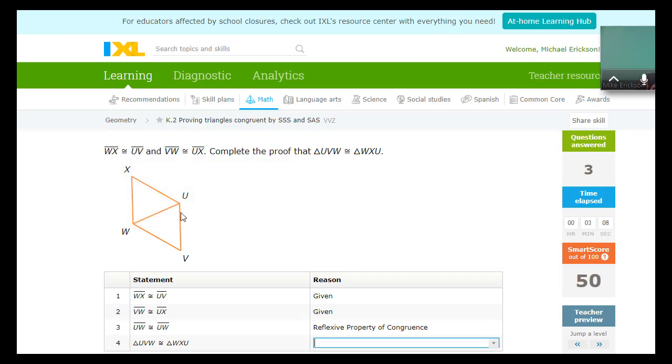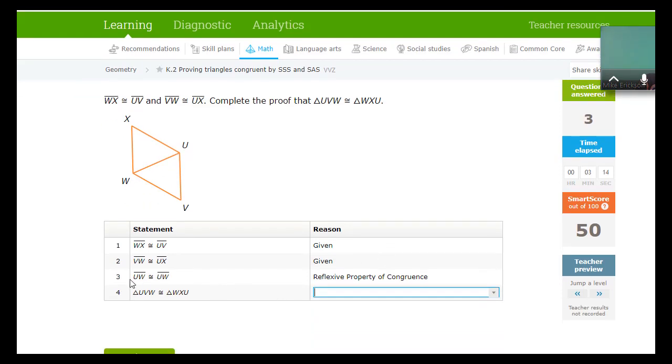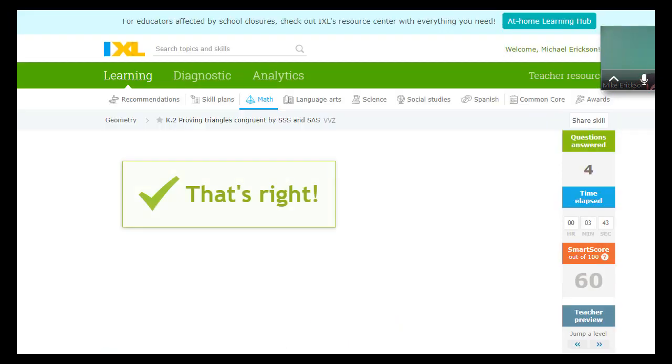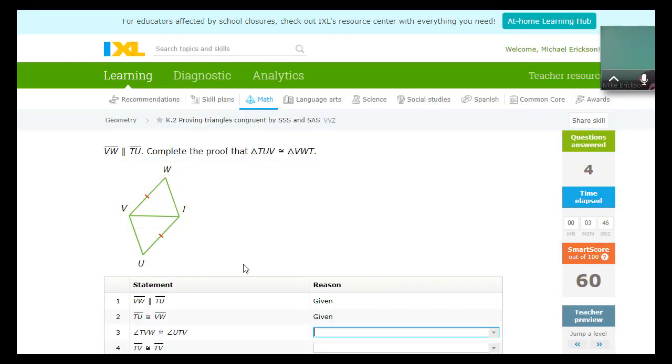Let's see here. All I see are a bunch of sides. I see WU as a shared side. That's the reflexive property right there. UW is congruent to UW. There's that reflexive property. They've given me a side. They give me WX and WX and UV are congruent, and VW and UX are congruent. So I've got a side UV and XW. I got a side and I got another shared side. That's side, side, side. Just a bunch of sides. I'm at a 60.